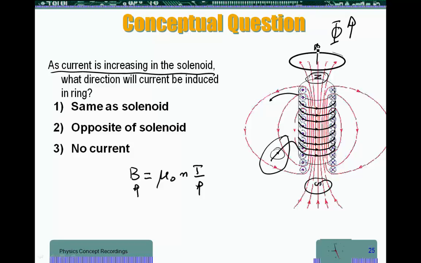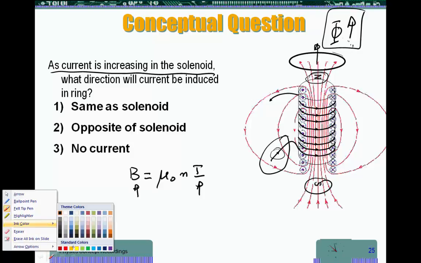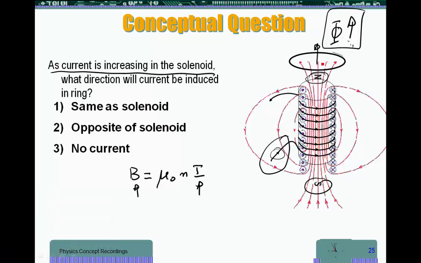Now, what we have learned from Faraday and Lenz's law is that the induced EMF is going to be such that it's going to oppose that increase in flux. In other words, the flux due to the induced current is going to be opposite to this flux. So the flux due to the induced current, if I use color here, should be such that the magnetic field due to the induced current is going to be like this.